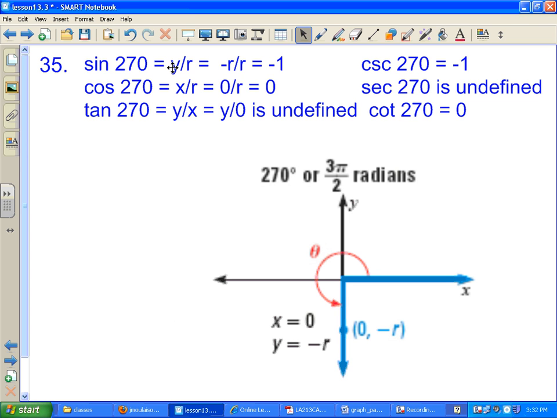Sine of 270. Y and r have the same absolute value but opposite signs. So y over r would be negative 1. Sine of 270 is negative 1. Cosine of 270, well, cosine is x over r, but x is 0, so 0 over r is 0. Tangent of 270, tangent is y over x, but x is 0. Division by 0 is undefined. The tangent of 270 is undefined. And you can also see the reciprocal functions here.